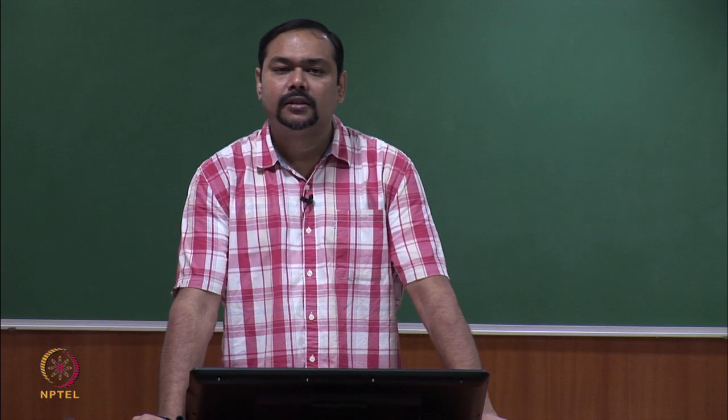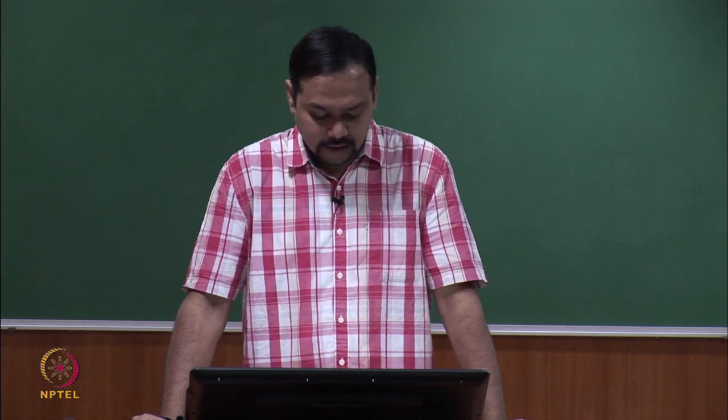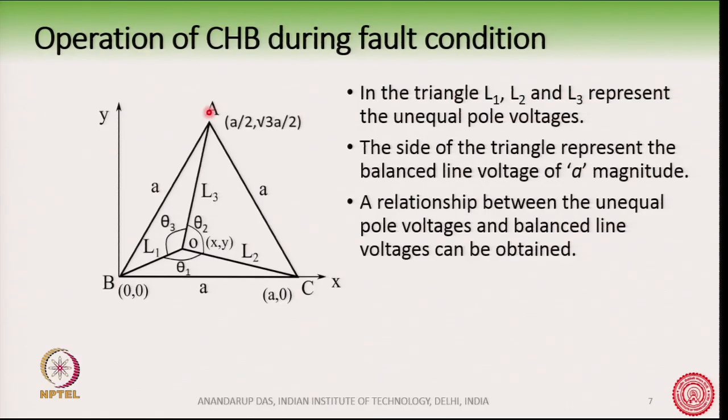Let us now see the mathematical expression of the unbalanced voltages and the balanced line voltages. Let us represent these balanced line voltages by this equilateral triangle having magnitude of small a. These are the three triangles which are formed from unbalanced pole voltages having lengths L1, L2 and L3 here.